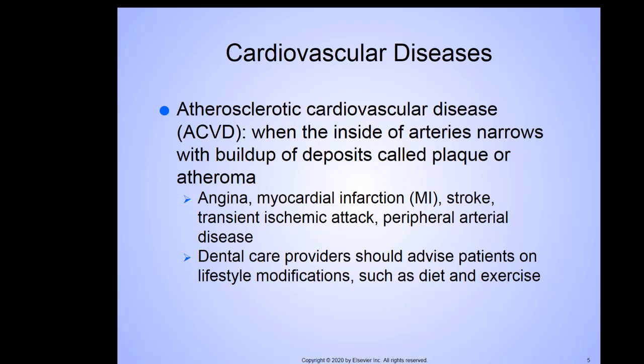One of the diseases that we're going to cover more in depth next semester, but just hit on a little bit through this chapter, is cardiovascular diseases. Arteriosclerotic cardiovascular disease is when the lining of the arteries narrows with buildup of deposits called plaque. They have found the same periodontal bacteria associated with periodontal disease inside the plaque of arteries of patients that have ACVD. The narrowing of these arteries and this plaque buildup can cause the patient to experience angina, a heart attack, stroke, ischemic attack, peripheral arterial disease.